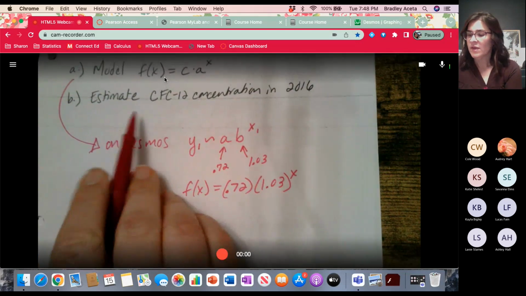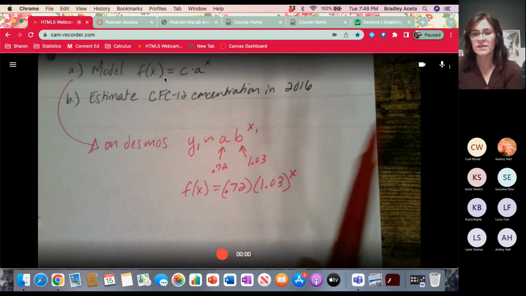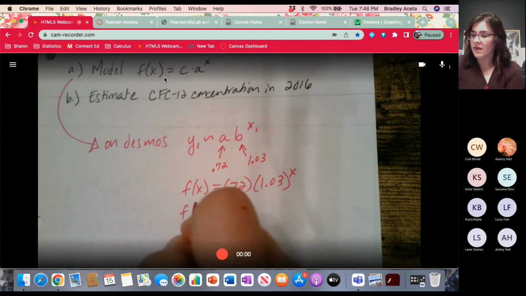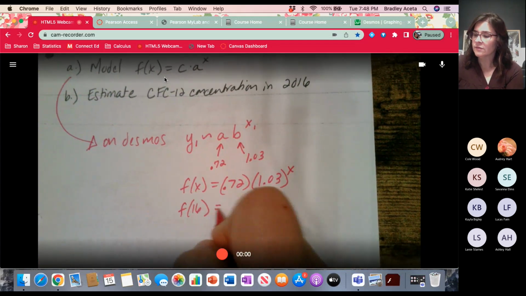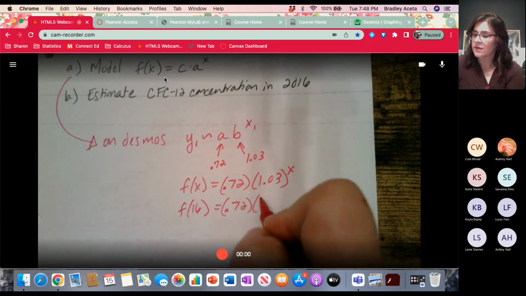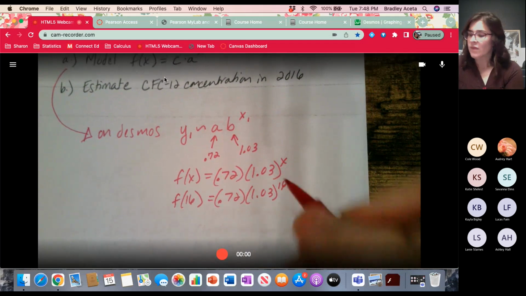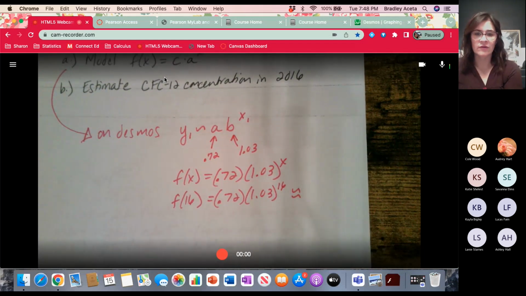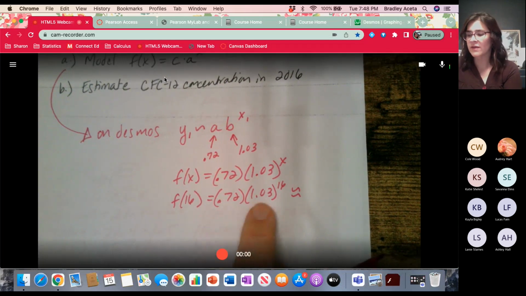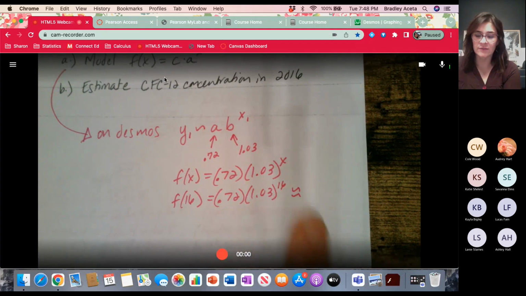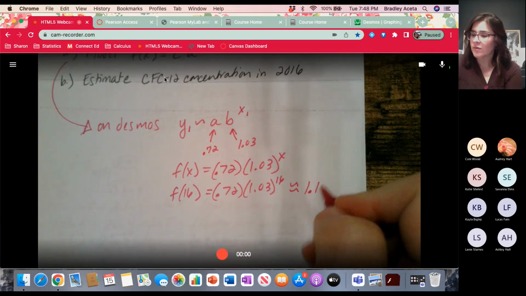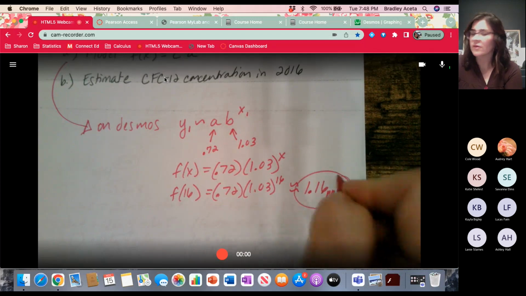And then if I want to estimate the CFC12 concentration in 2016, that would be f of 16, which is 0.72 times 1.03 to the 16th power. And you could easily use your calculator for that, type it in. Again, I would put parentheses. I know everybody always asks me, you're not multiplying these two together. You're multiplying this times 1.03 to the power of 16. So the answer will be 1.16 parts per million, parts per billion. Never mind.